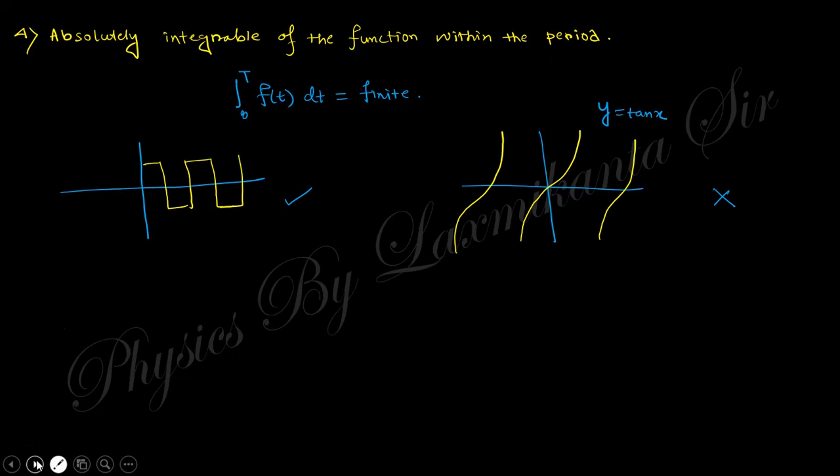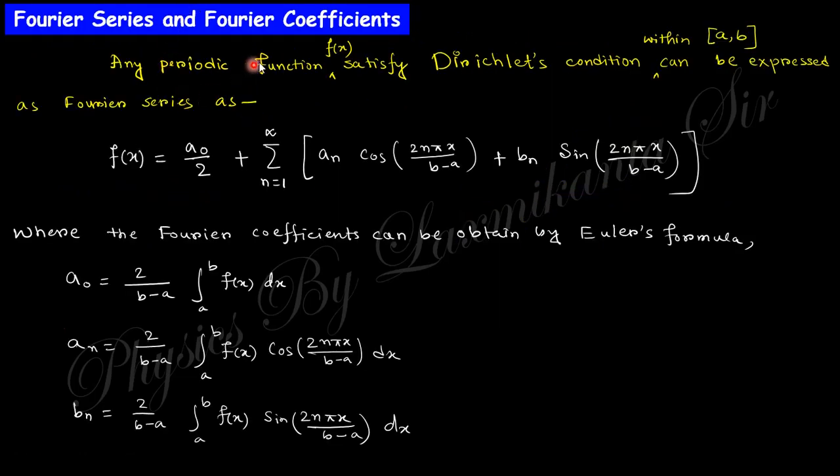I think clear. Next, Fourier series and Fourier coefficients. If any function satisfies the Dirichlet condition, it can be represented like that: a0 by 2 plus summation n equals 1 to infinity of an cos 2 n pi x by b minus a, where b and a are the limits, and plus bn sin 2 pi nx by b minus a. Here a0, an, bn are the Fourier coefficients, where a0 is 2 by b minus a, integral a to b of f of x dx, an is 2 by b minus a, integral of f of x cos 2 pi nx by b minus a, and bn is equal to like that.